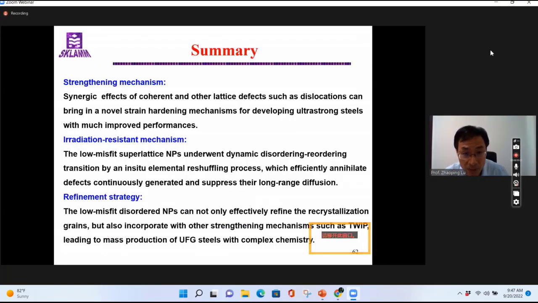Okay, here comes my summary of this talk. I just discussed with you three new mechanisms. One is the strengthening mechanism through the ordered precipitates. The second one is through the disordering of superlattice, and we provide a new irradiation resistant mechanism. The last one is the refinement strategy for mass production of the TRIP steels. So that's all I would like to say today. I'm happy to answer your questions.